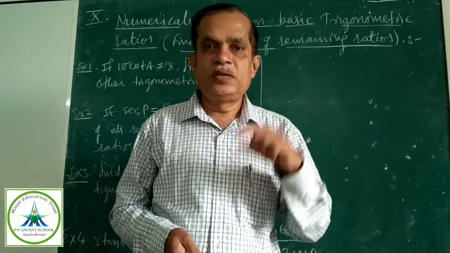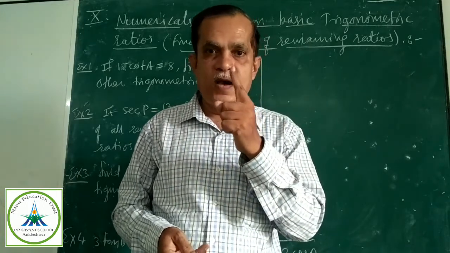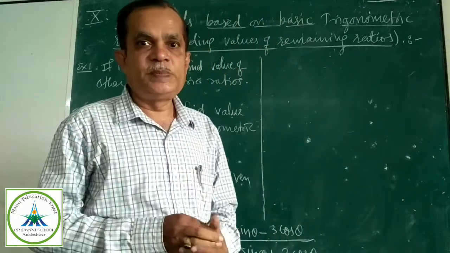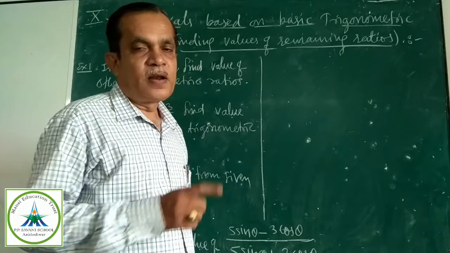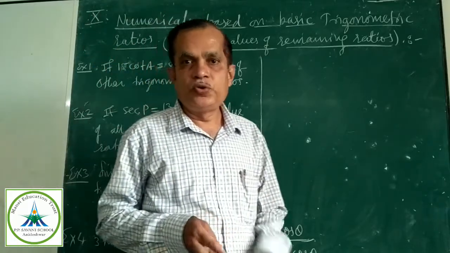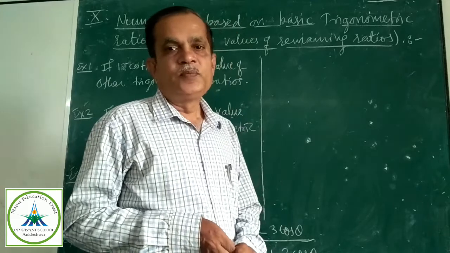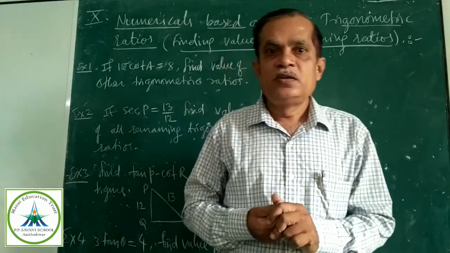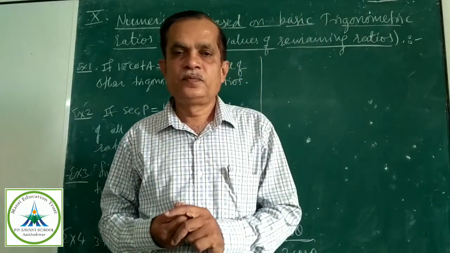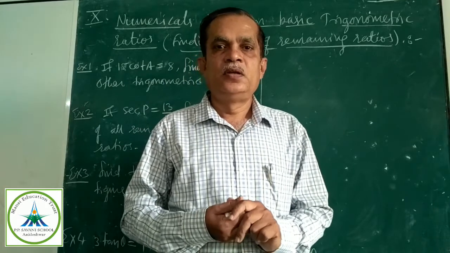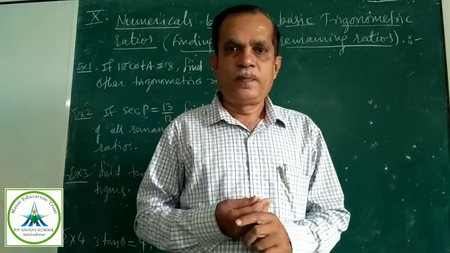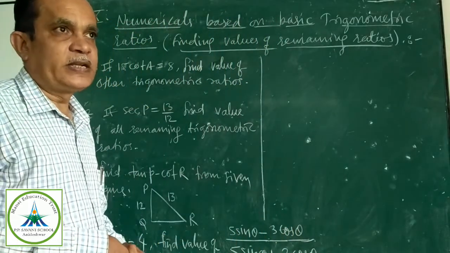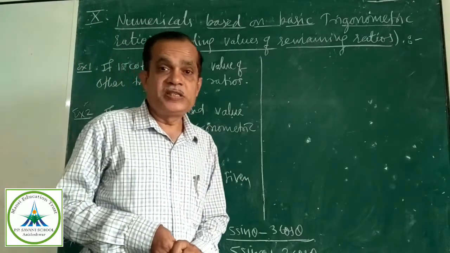What is the name for the adjacent side of the given acute angle? Base. Very good. Base and perpendicular are very important. If you are able to recognize the base and perpendicular of the respective acute angle, then you can write the trigonometric ratios, that is sine, cos, tan. If you know sine, cos, tan, you can write cosec, sec, cot.